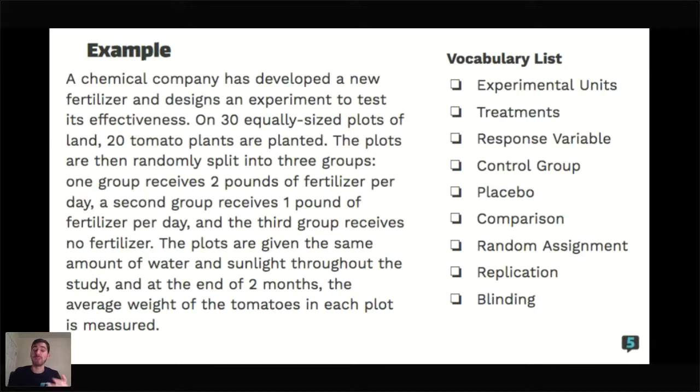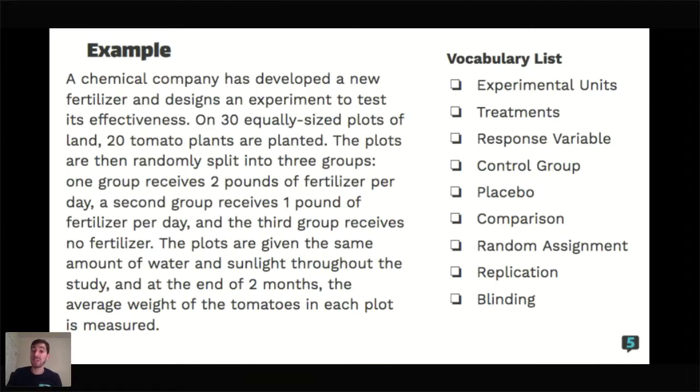The treatments, as I've alluded to, are the different fertilizers. 2 pounds, 1 pound, no fertilizer. So it's not fertilizers themselves, it's the amount of fertilizer, I should say. So you could get credit for saying different amounts of fertilizers, the 3 different amounts of fertilizers, or listing them: 2 pounds a day, 1 pound a day, no fertilizer. If you do list them out, make sure you list all of the different treatments. The response variable is the weight of the tomatoes at the end of 2 months, or the average weight of all 20 in the plots. You can probably get away with saying weights or average weights being the response variable.